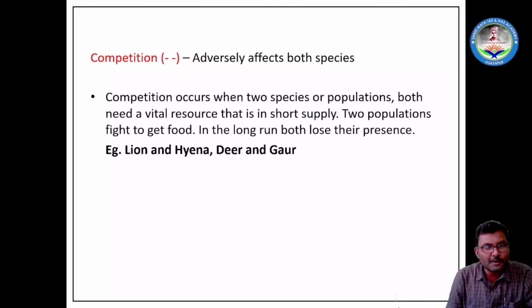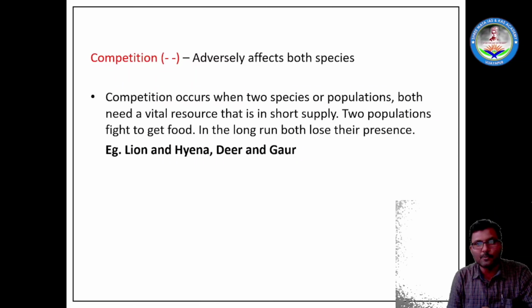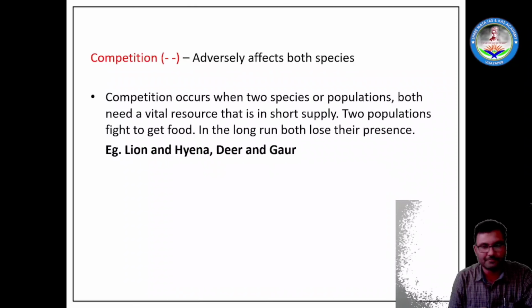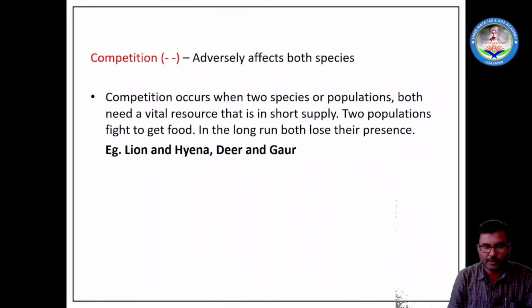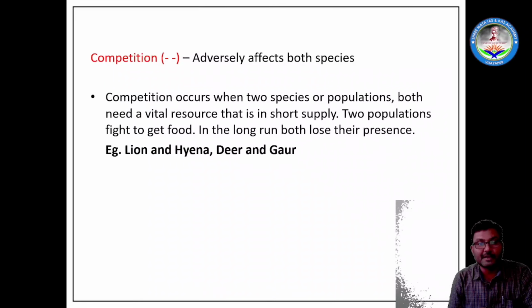Next, one more is competition. It is also a negative interaction. Here I have given the sign minus and minus, because both species are adversely affected. Both will lose. Competition occurs when two species or populations both need a vital resource that is in short supply. Two populations fight to get food, and in the long run, both lose their presence.